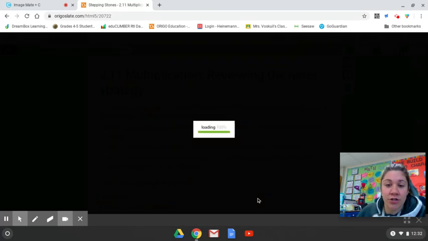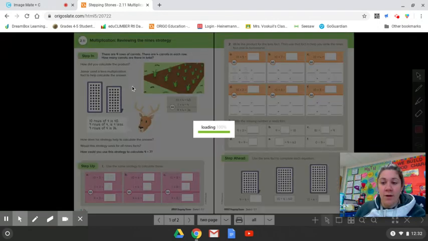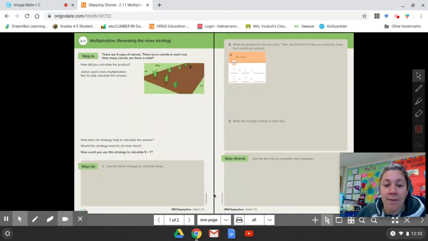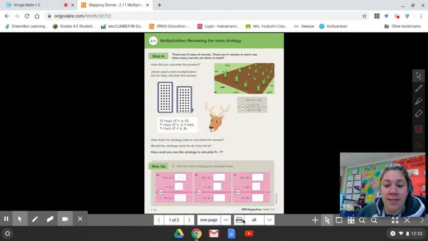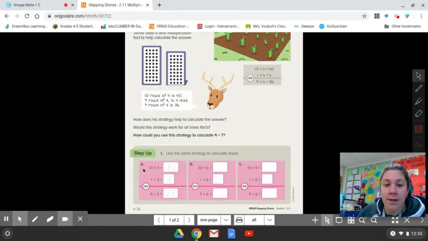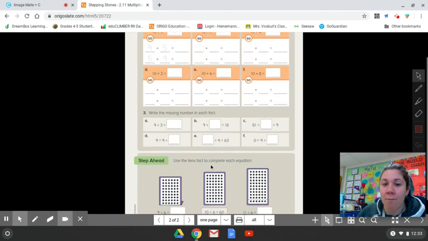If we look at our student journal pages, while that loads, here we go. On the bottom of page 74, they tell you the tens fact, or they want you to solve the tens fact. So if you get rid of one of the rows, you'd only have 9 rows to help you solve the nines fact. Look at how that is set up for you.